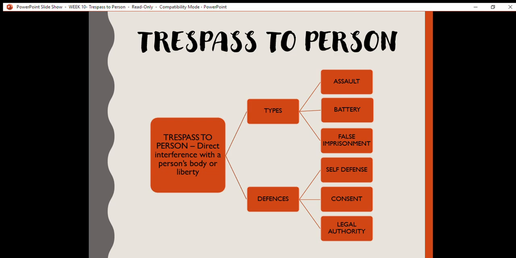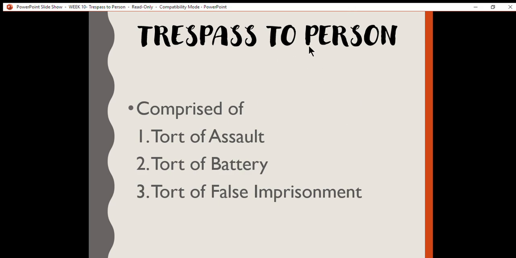Alright, basically, trespass to person can be divided into three types: assault, battery, and false imprisonment. Inshallah, false imprisonment we will cover next week, after your special break. Okay, and then there are several defenses available to trespass to person. Defenses are the rights given to the defendant to defend himself. For example, the defense of self-defense, consent and legal authority. So again, trespass to person comprises assault, battery, and false imprisonment.